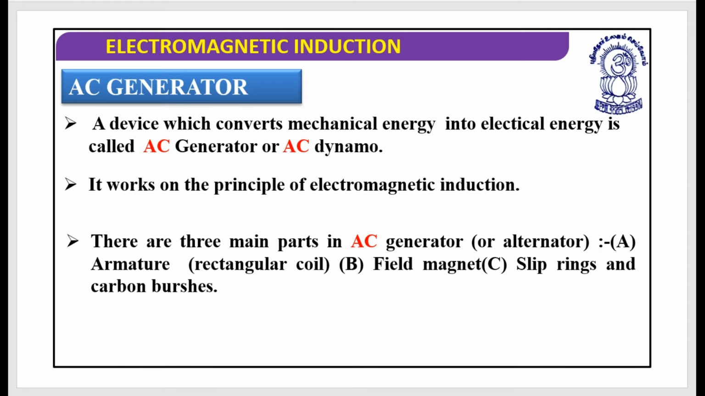Now let's discuss the AC generator. What is a generator? A generator is a device which converts mechanical energy into electrical energy, that we call an AC generator, or even a dynamo. It works on the principle of electromagnetic induction. We discuss the main parts of the AC generator: first, the armature, the rectangular coil; second, the field magnet, slip rings, and carbon brushes.